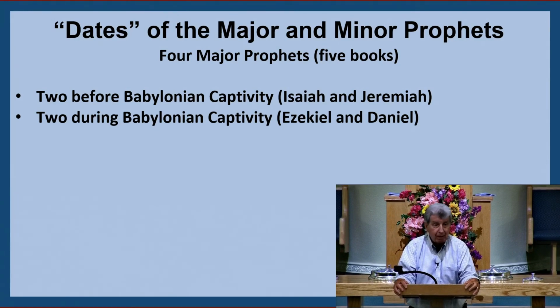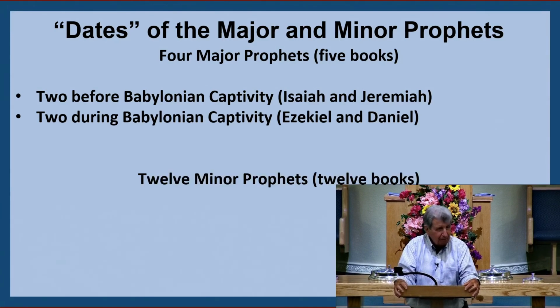Let's get to the minor prophets. How many minor prophets are there? Anybody want to guess, or shall you look at the screen to see if the words might just pop up there in a moment? There are 12 minor prophets. How are they divided between before or after the Babylonian captivity?